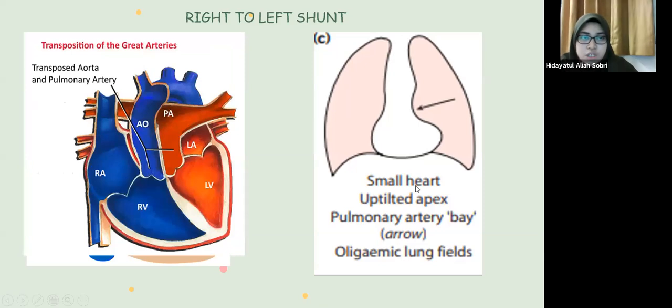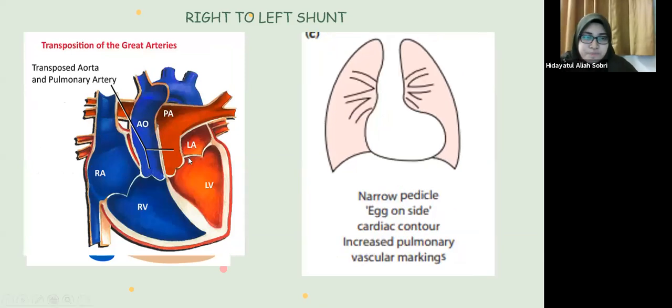Next is transposition of the great arteries. In transposition, as we all know, the right ventricle opens into the pulmonary artery, and the left ventricle opens into the aorta. So in this condition, the aorta is connected to the right ventricle. As we all know, the right ventricle receives blood from the body cells, from the body, which is the deoxygenated blood, and the aorta supplies the blood to the body.